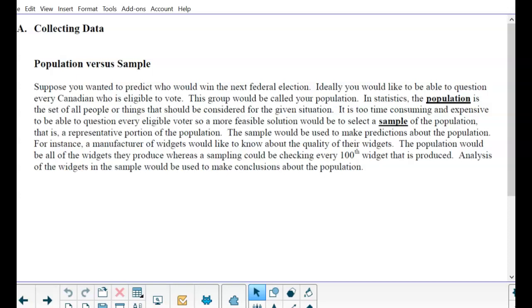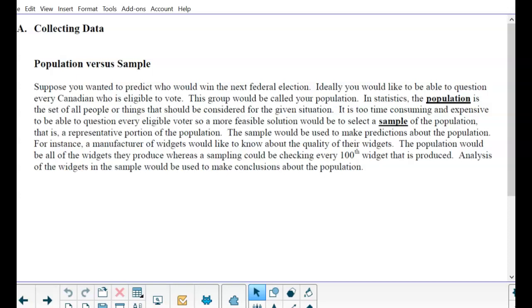So the difference between a population and a sample. Suppose you want to predict who would win the next federal election. Ideally, you would like to be able to question every Canadian who is eligible to vote. This group would be called your population. In statistics, the population is the set of all people or things that should be considered for the given situation.